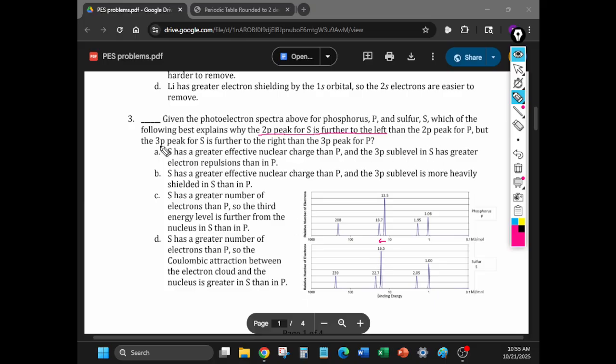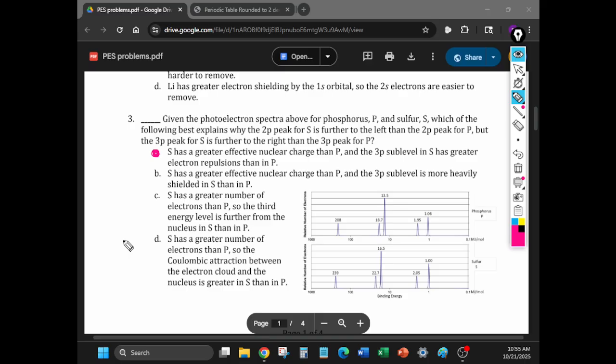But why is the 3p further to the right? So if you take a look right here, 3p, you can't really tell by the actual peak location, but if you look at the numbers, this is 1.06 and this is 1.0. Okay, so that's what you are looking at. So I'm gonna give you guys the answer, and then we'll talk about why. The answer is A again. Okay, the answer is A.